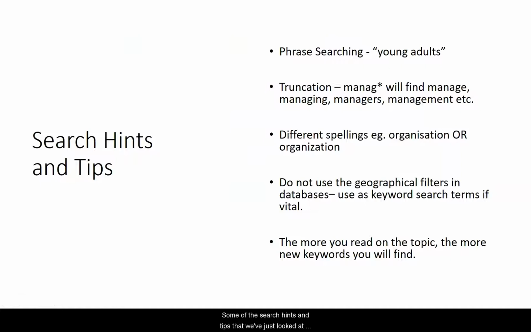Some of the search hints and tips that we've just looked at then, we talked about phrase searching and using speech marks to make sure that individual words are only found together as a specific phrase. You can also use truncation, which is where we use the star symbol to represent different word endings, where we have the start of a word where multiple endings would be appropriate. So here we've used manage with a star symbol after the G. We talked about different spellings, especially between British and American English. We talked about not using the geographical filter, but using those as search terms instead.